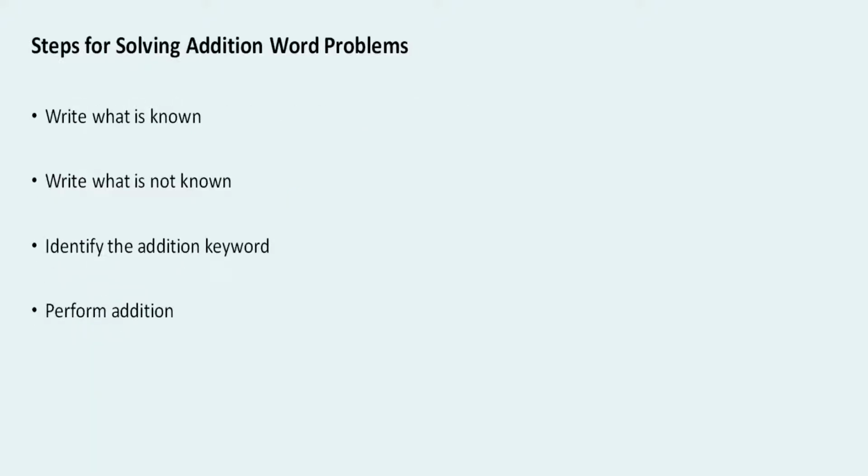And the steps for solving these word problems: we need to first indicate what we know and what we don't know, and when we say what we don't know, we're looking at what the question is asking us to solve. Then identify any keyword that indicates addition, and then we'll perform the addition.